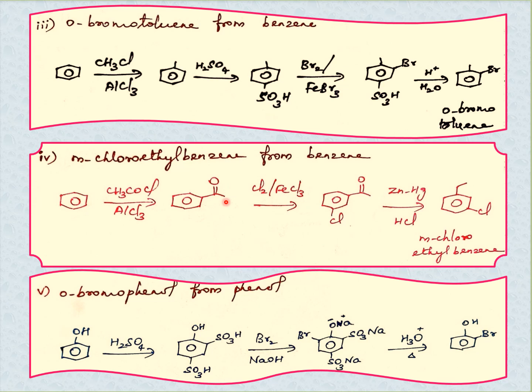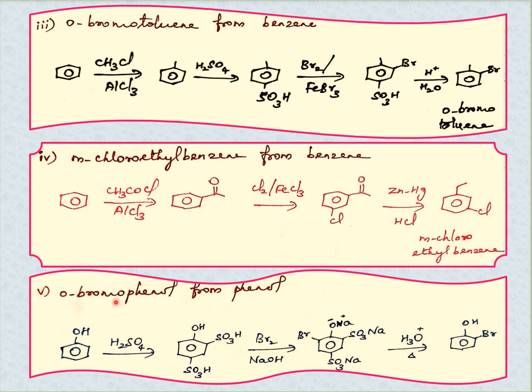We are getting acetophenone as a product, which on treatment with chlorine and FeCl3, a chlorination reaction is happening here. As it is the meta-directing group, chlorine is getting substituted in the meta position, followed by reduction with zinc amalgam and HCl, Clemmensen reduction. The keto group is converted into CH2. So the COCH3 is getting converted into CH2CH3. So the required meta-chloroethylbenzene is prepared.